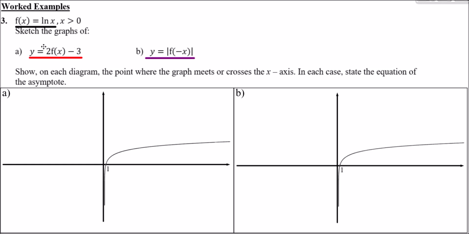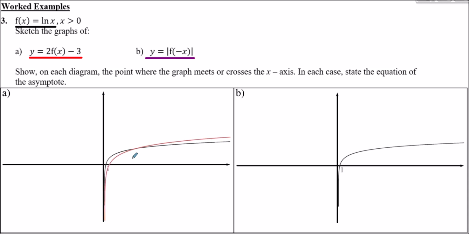So if we take y to be 2 lots of ln x, obviously y will be increasing twice as fast, which means at some point the red curve, because I'm going to sketch this one in red, will overtake the y equals ln x curve. It'll start off lower because of this minus 3 part, but eventually, because y will be going up twice as fast, at some point it will overtake like this. And so the graph of y equals 2f(x) minus 3 looks a bit like this.